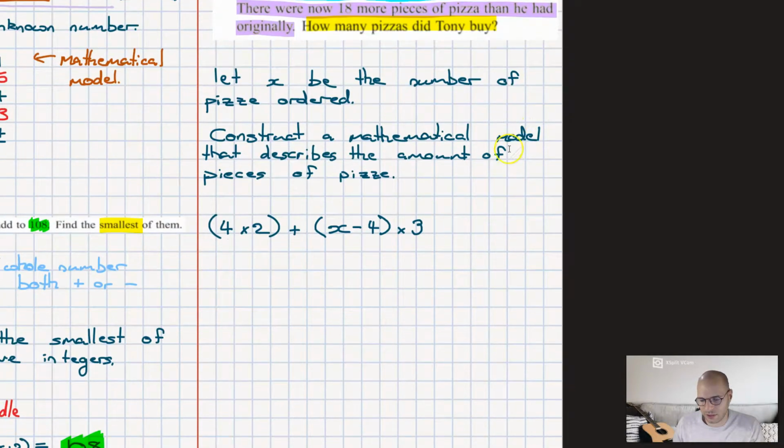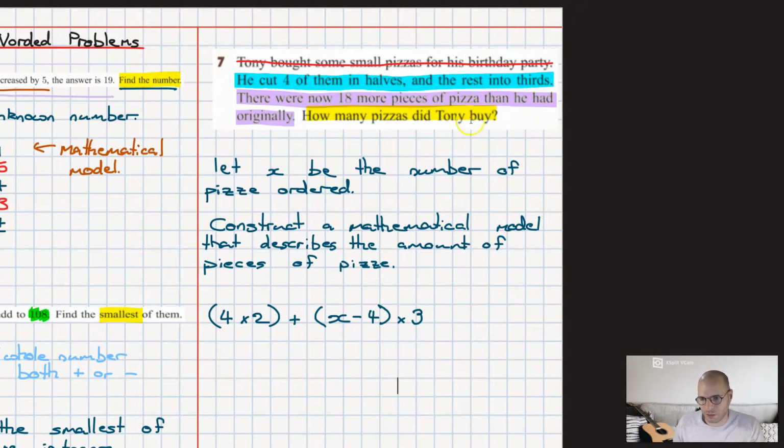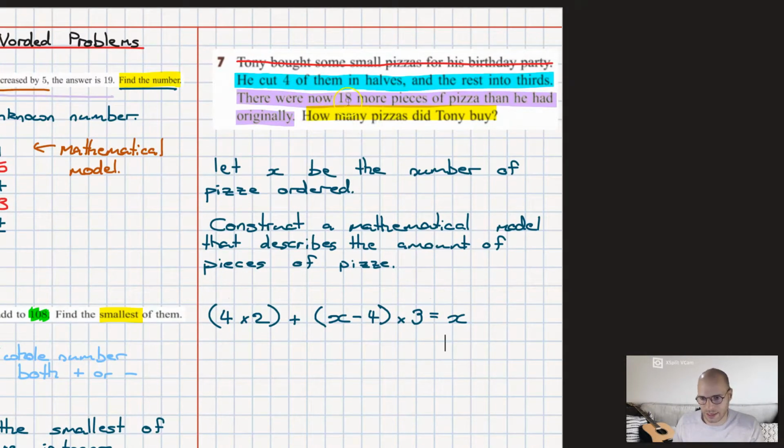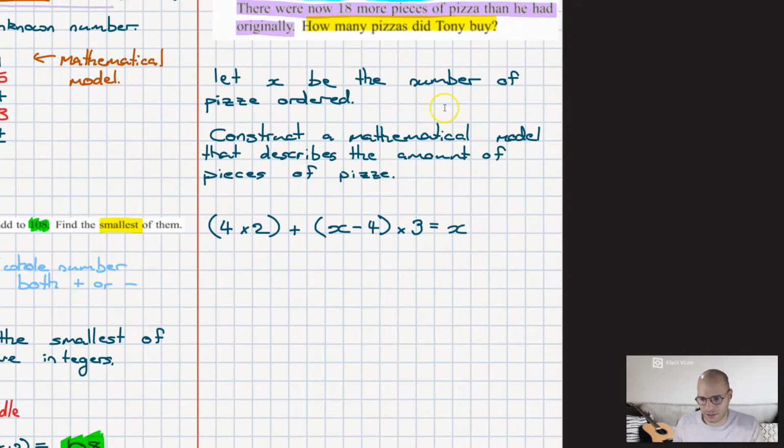Now, looking at this purple statement, we have there were now 18 more pieces of pizza than he had originally. So when you think about it, the pizzas came, they were all uncut. And what Tony's done is he's gone and cut them himself. So the amount of pieces when they first arrived was X because they were uncut. So it's 1 pizza, 1 piece. And then the statement says there were now 18 more pieces of pizza than he had originally. So to make these two sides of the equation equal to one another, the amount of pieces we have now must equal X plus 18.